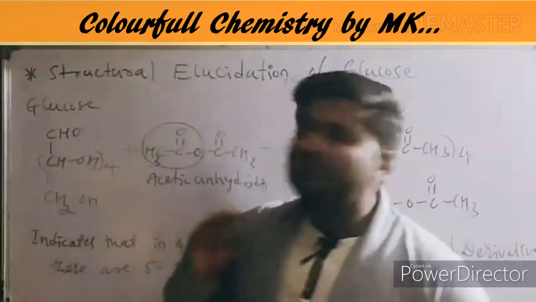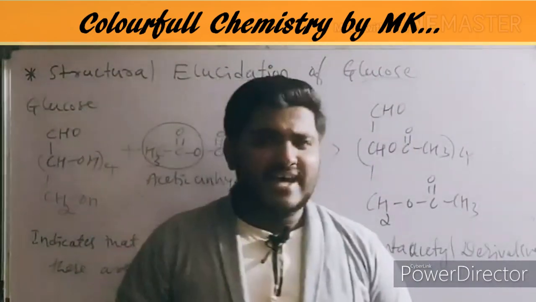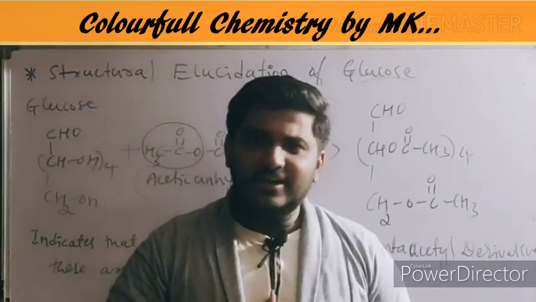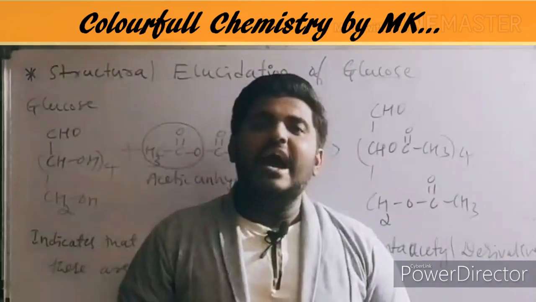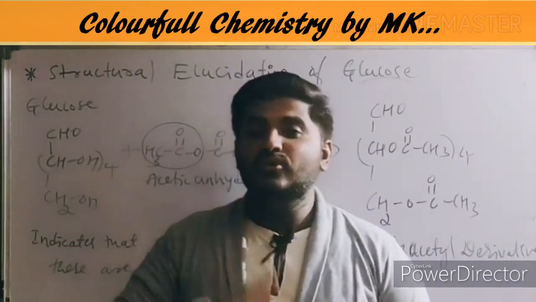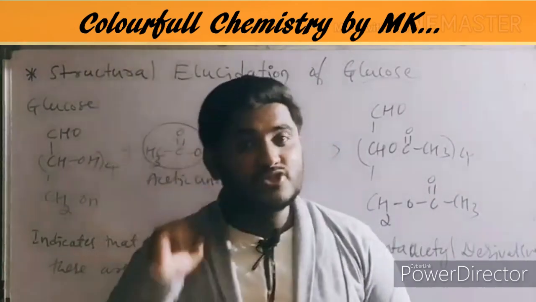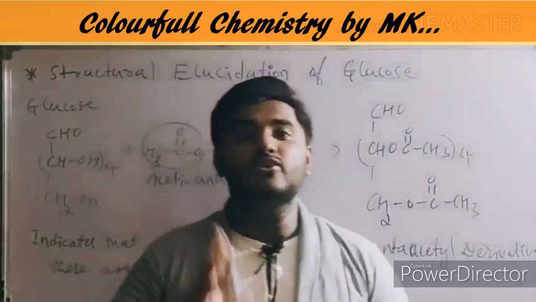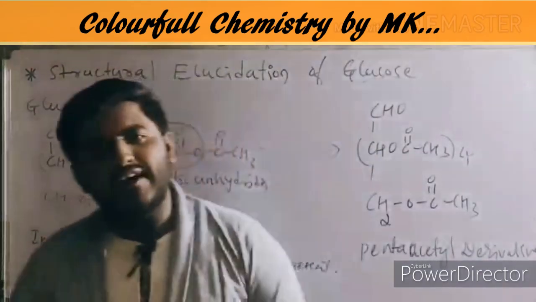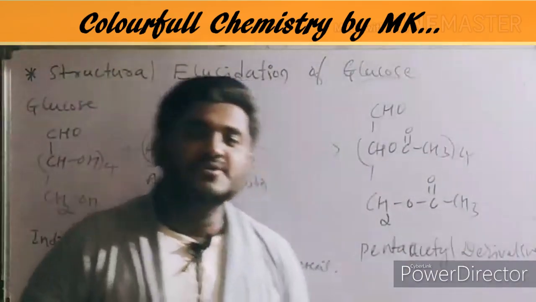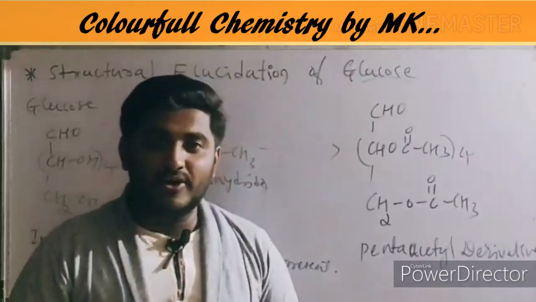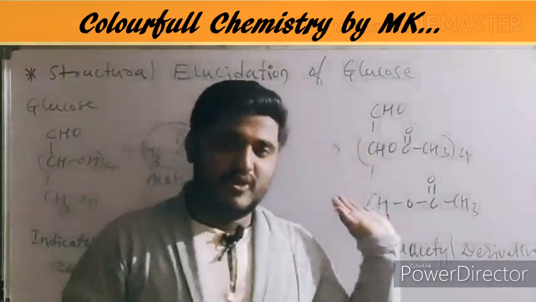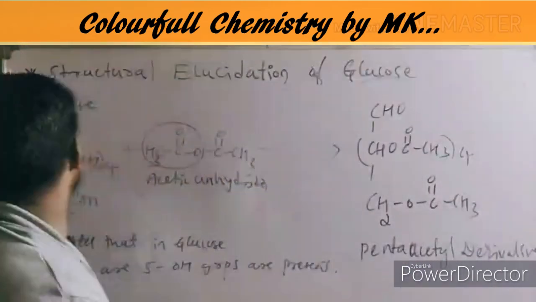So up to this point, what we know is that glucose has 6 carbon atoms, and glucose has a carbonyl group, which must be an aldehyde group. Now we have studied that glucose has 5 OH groups, nothing but 5 hydroxy groups. So now we have to find out of the 5 OH groups, how many are primary OH groups and how many are secondary OH groups. For that we have to follow the next reaction of glucose.